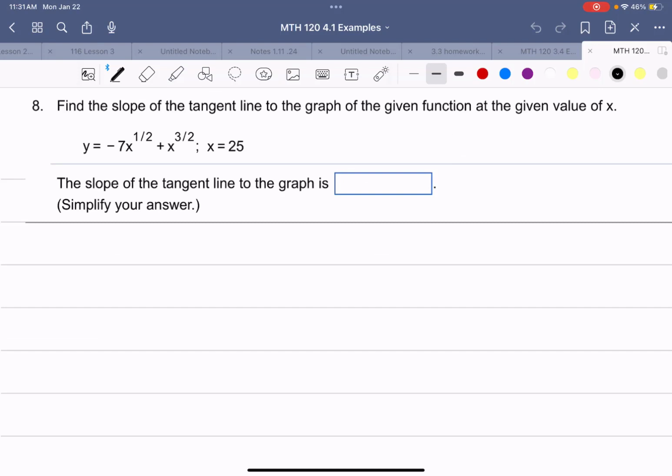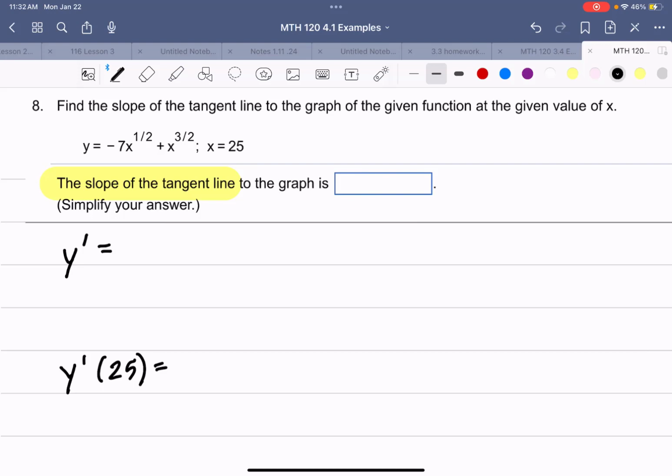Example number 8. Find the slope of the tangent line to the graph of the given function at the given value of x. Y is negative 7 x to the 1/2 plus x to the 3/2, where x is 25. In this example, they only want us to find the slope of the tangent line. So we don't have to find the equation, just the slope. So all we need to do is find y prime first, and then find y prime when x is 25.